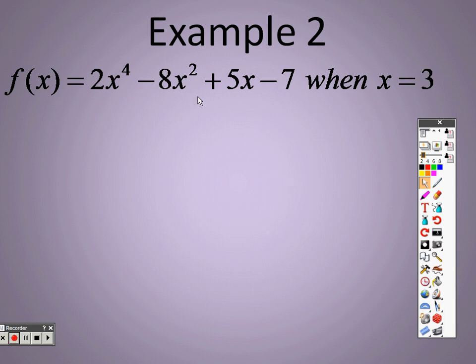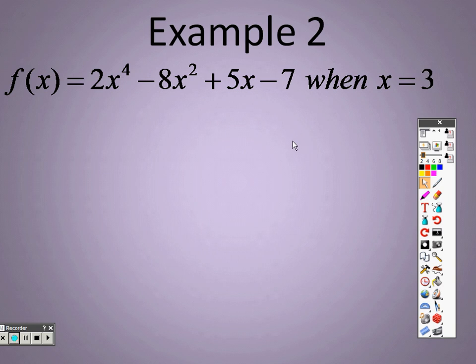So with example 2, I'm giving you a polynomial function. 2x to the fourth minus 8x squared plus 5x minus 7. What I'm saying is take 3 and plug that in everywhere for x. That's what I'm telling you to do.